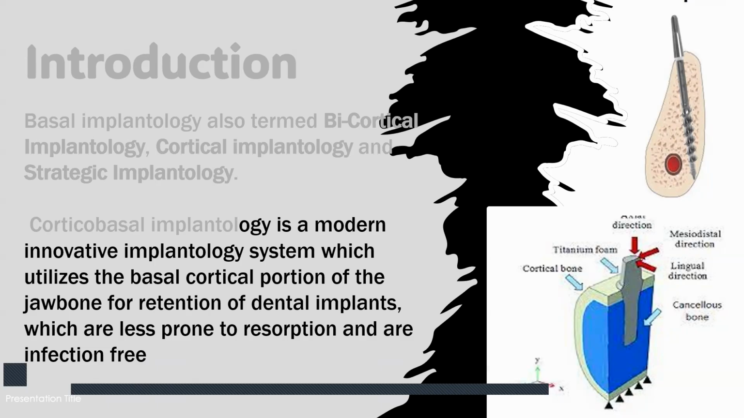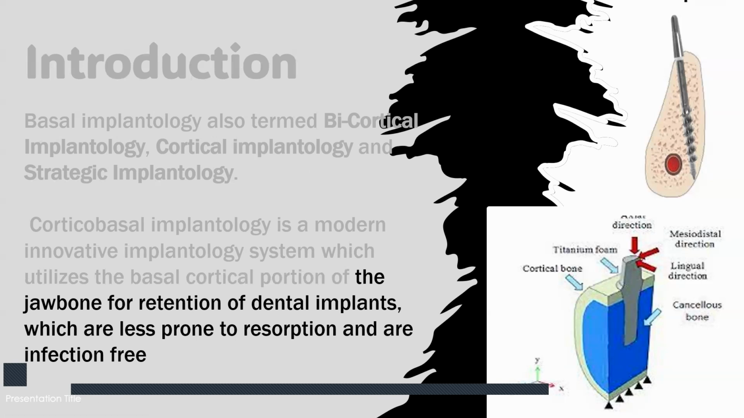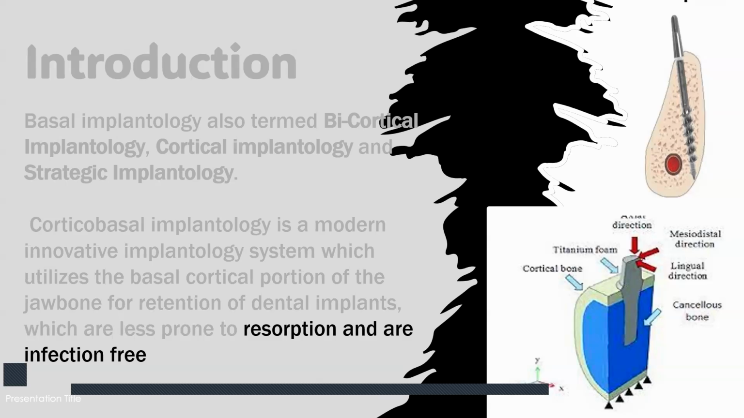So let's start the introduction of corticobasals. Corticobasal is an implantology which is termed bicortical or cortical implantology, also called strategic implantology. In modern innovative implantology systems, the basal cortical portion of the jawbone is used for retention of the dental implants, which are less prone to resorption and infection free. What does it mean? Now we are calling it bicortical. That means we are engaging two corticals rather than a single cortical. Whenever we place a conventional implant, the retention and the torque we gain, we gain from the first cortical only.